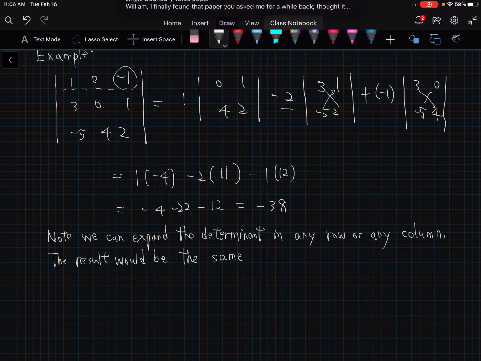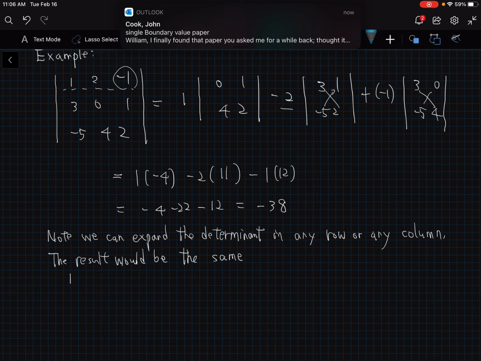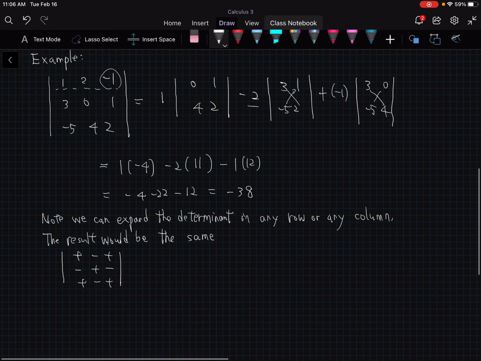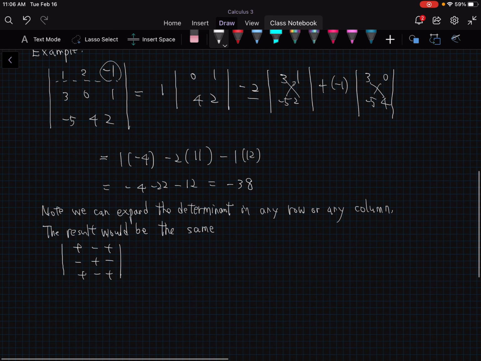All right, so the rule of thumb of the sign is this. Positive, negative, positive, negative, positive, negative, positive, negative, positive. So that's the sign assignment. All right, let's look at the same one. I'm just going to expand this according to the second row because there's a 0 there, all right?